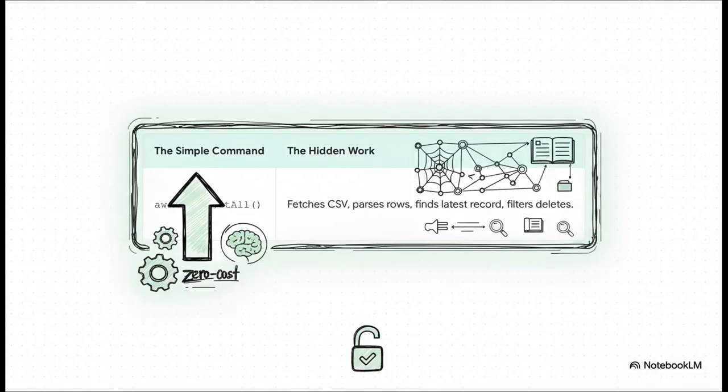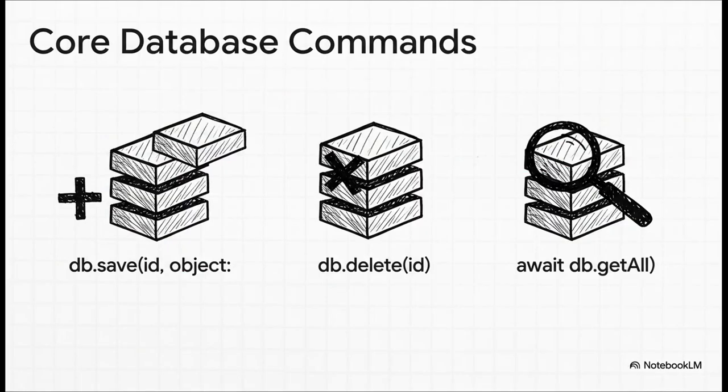And this, right here, shows you the incredible power of good abstraction. You write one simple, easy-to-read command, and look at all the work the framework is doing for you in the background. It's fetching, parsing, looping, finding the latest record, all from that one line of code. It's professional-level engineering made incredibly simple to use. And honestly, these are the only commands you really need to know. db.save, db.delete, and await db.getAll. With just these three functions, you have everything you need to build a fully functional, data-driven app right out of the box.